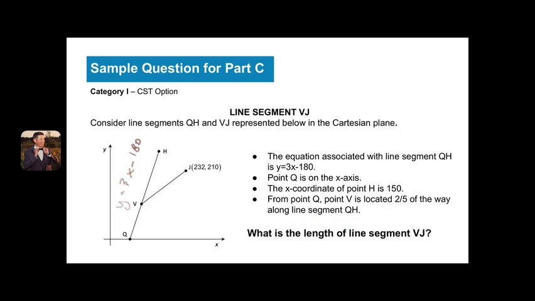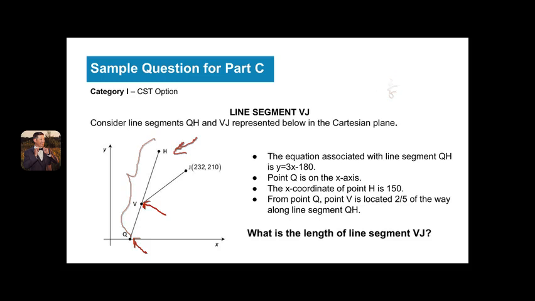Another approach is to write things out under different headings. You see line QH. I'm going to label everything I know under that. That H has an x value of 150 and an unknown y. That Q is on the x-intercept. Additionally, I would then also write out what I know about VJ. Well, I already have point J, and the only other thing I know is that V is 2/5 along segment QH. So I'll likely need to get H and Q before I can find out what V is.